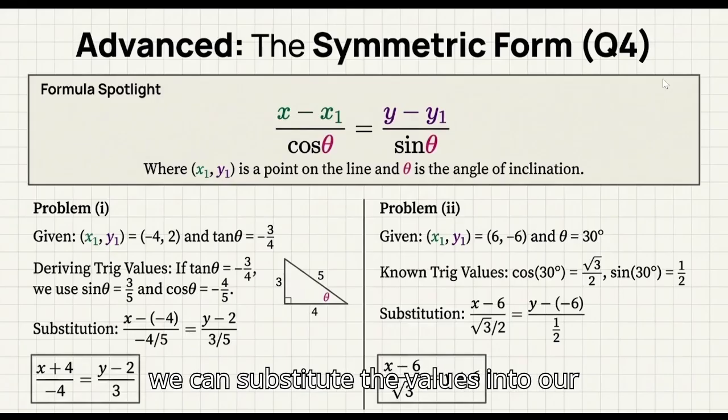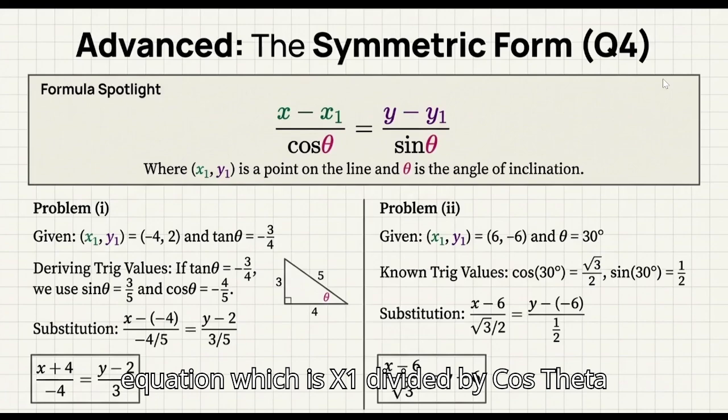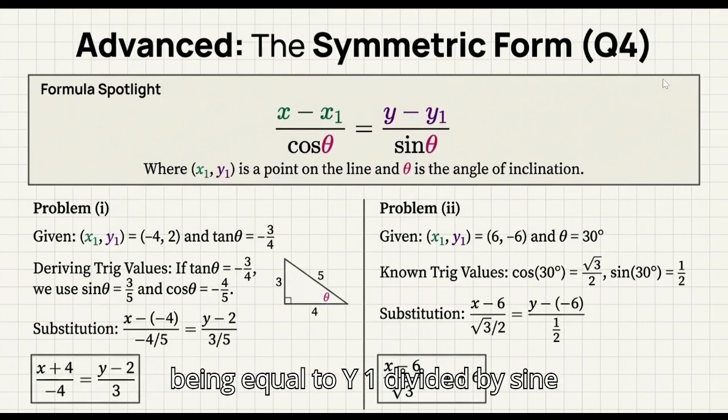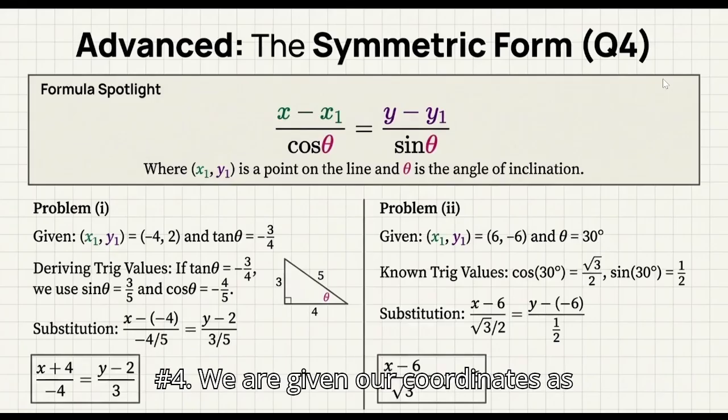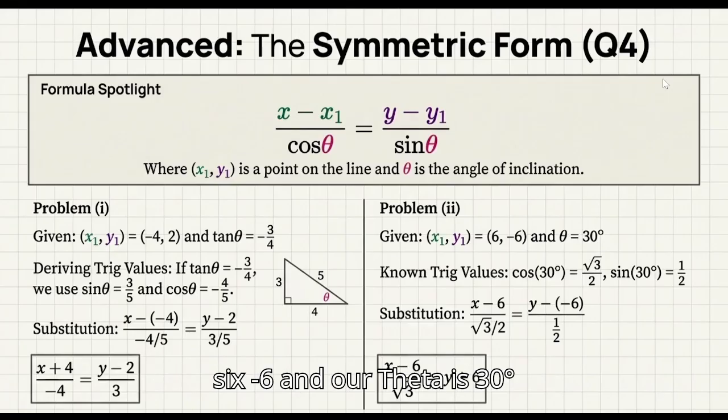Okay, now as we get the values of sine theta and cos theta, already our points are given to us. So we can substitute the values into our equation, which is x minus x1 divided by cos theta equal to y minus y1 divided by sine theta. So this will be our equation: x plus 4 divided by negative 4 is equal to y minus 2 divided by 3.